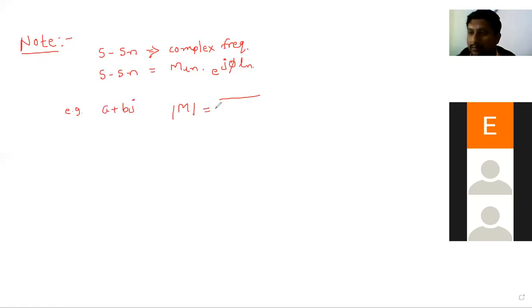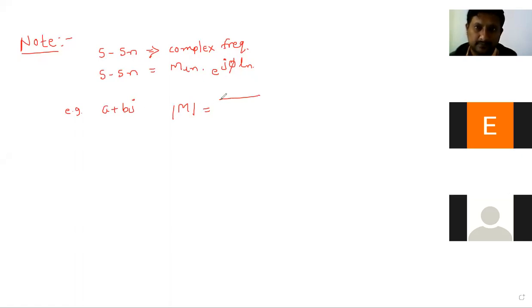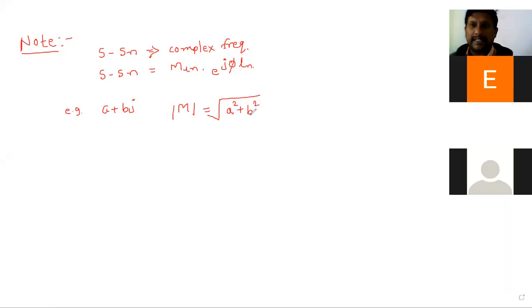Whether you studied complex numbers in 11th and 12th, you must have. Anyone? Square root of a square plus b square, that is, real part square plus imaginary part square. So this is the magnitude that is given here.